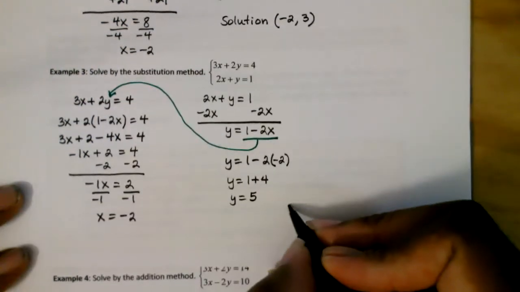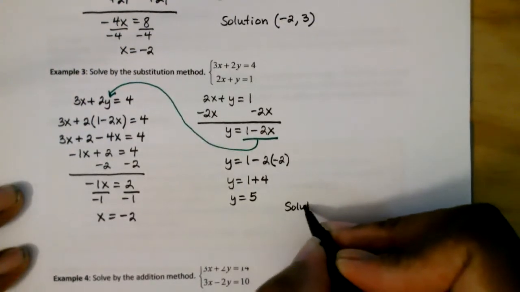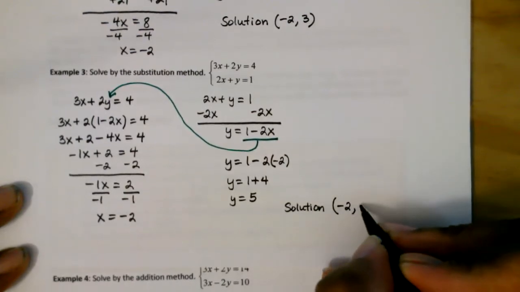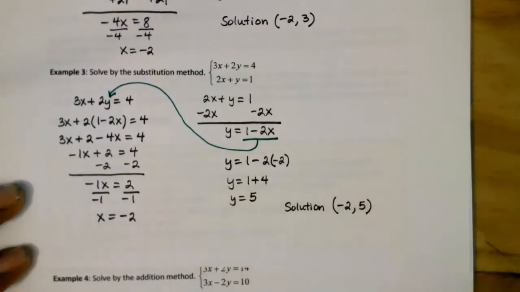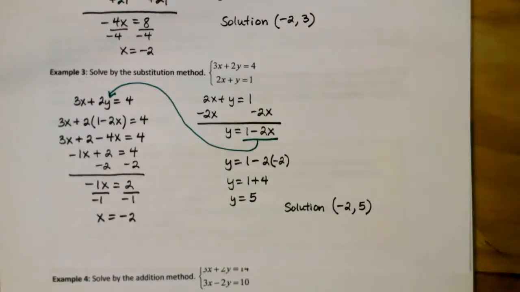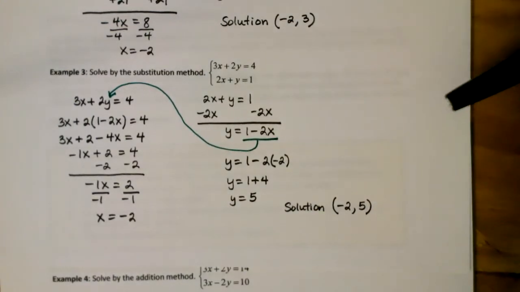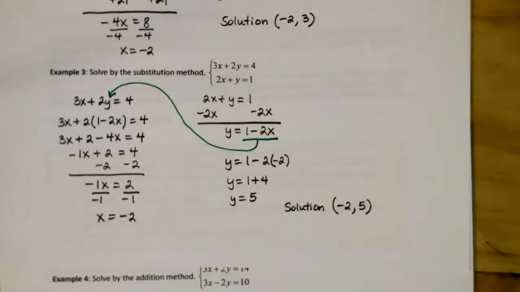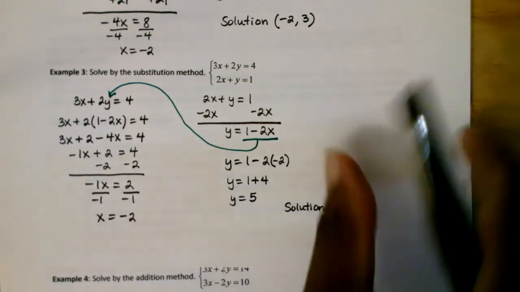So my solution to this system would be the ordered pair -2 and 5. Okay. All right, so that's how we apply the substitution method to solve a system of linear equations.